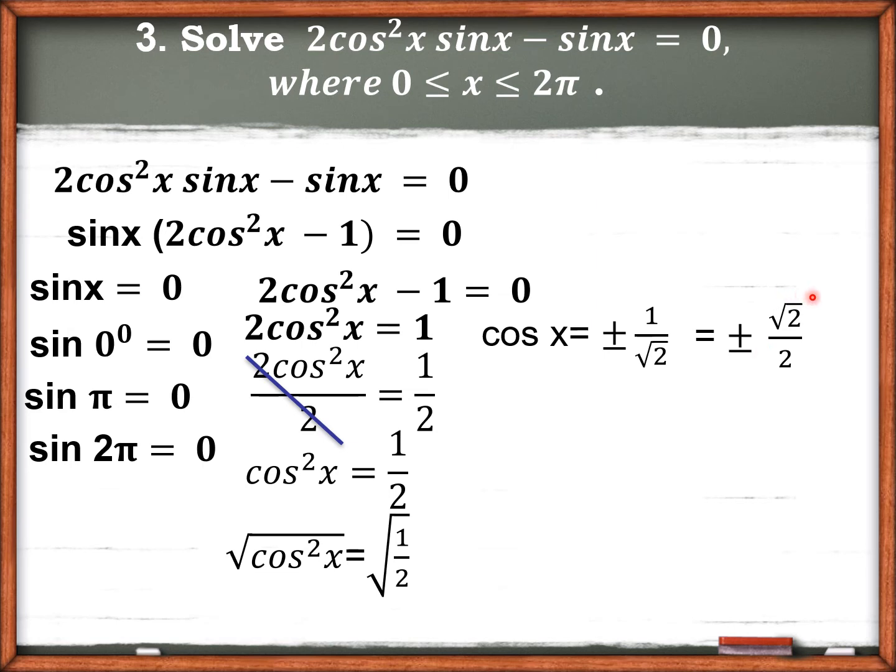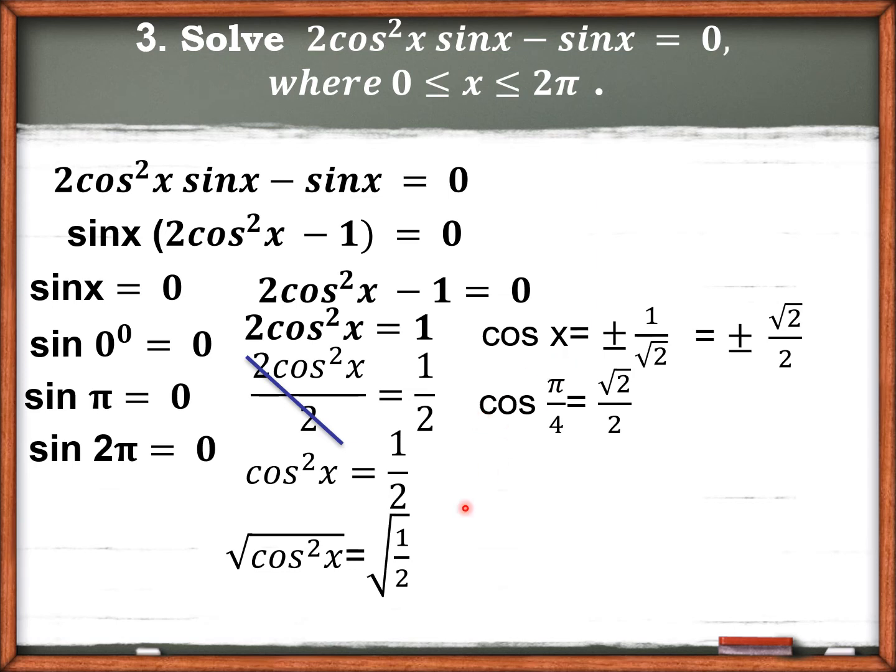Let's start with positive square root of 2 over 2. Umisip tayo ng mga values ng x, mga angle yon most likely, na pagka sinubstitute natin kay cosine, magkakaroon tayo ng value na square root of 2 over 2. Sa special angles, unang-una na angle na pag nirelate natin kay cosine will give us a value of square root of 2 over 2 is cosine pi over 4 or cosine 45 degrees. Yun po yung una. Yan sa quadrant 1 yan.